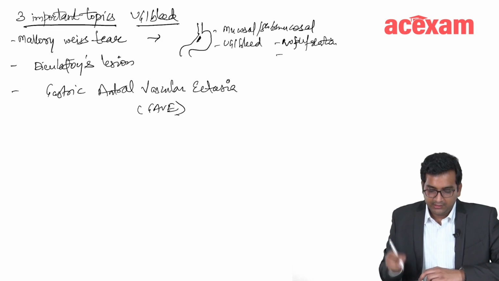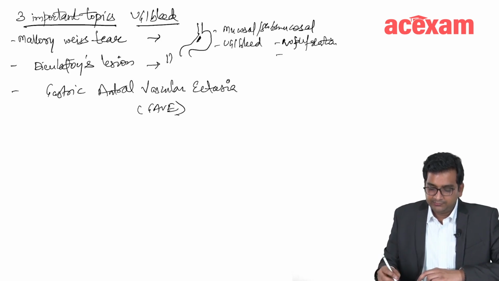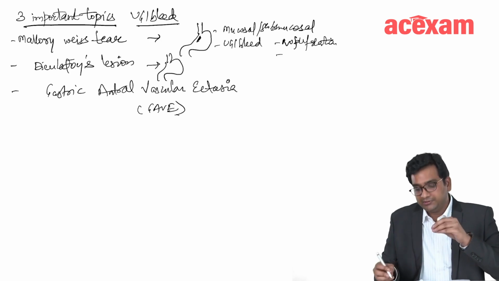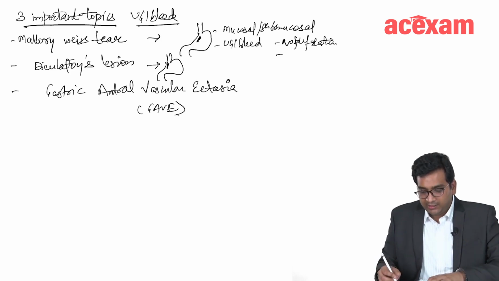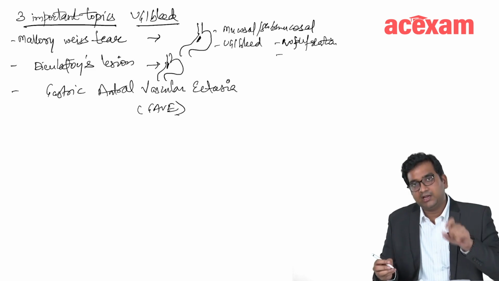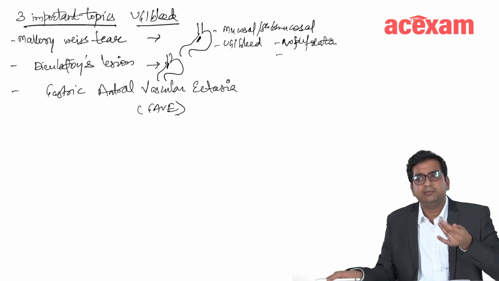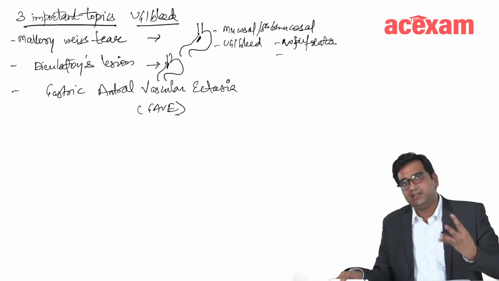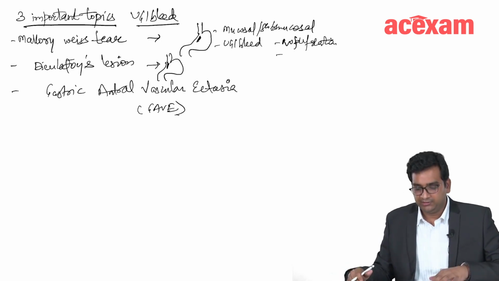Then coming to Dieulafoy's lesion, there is a large pulsatile arteriole present 6 to 10 centimeter from the GE junction along the lesser curvature, a large arteriole of 1 to 3 millimeter, which leads to pulsatile bleeding. This is Dieulafoy's lesion.